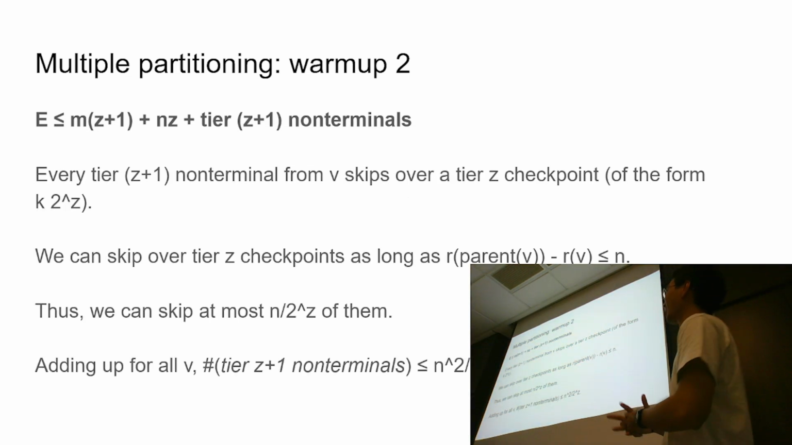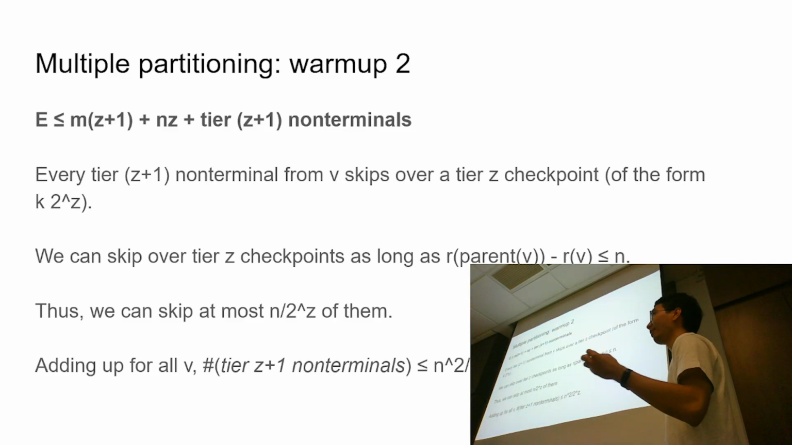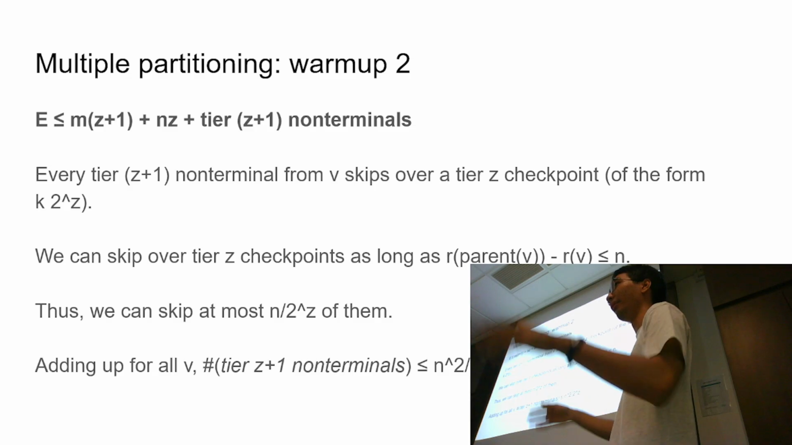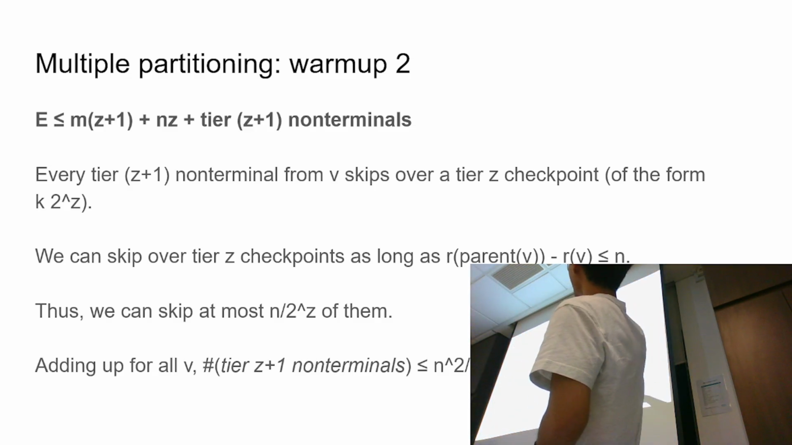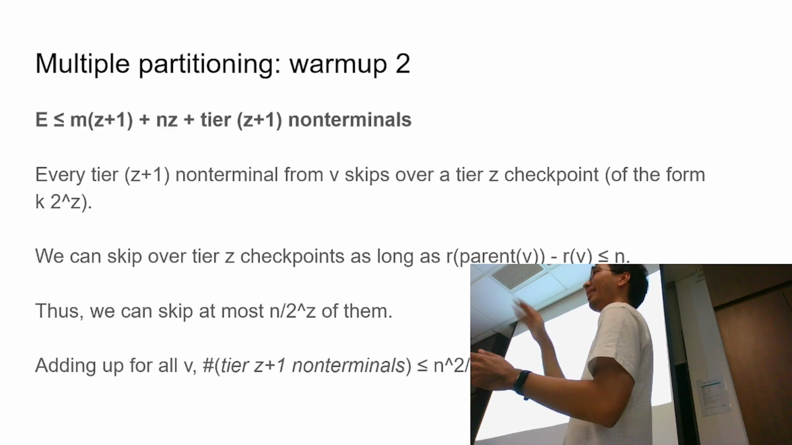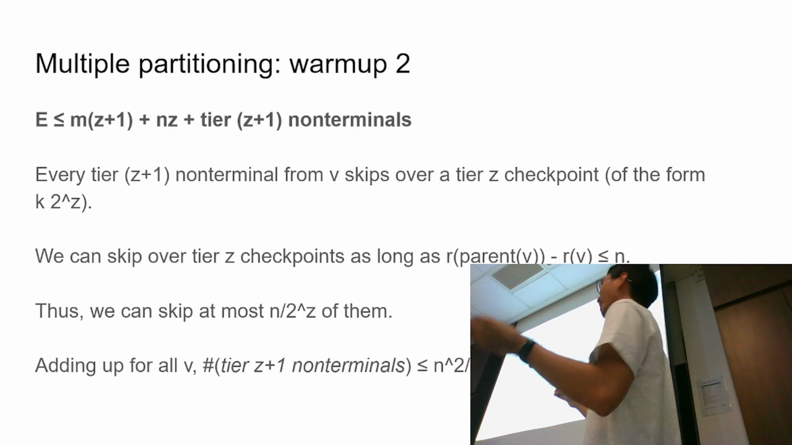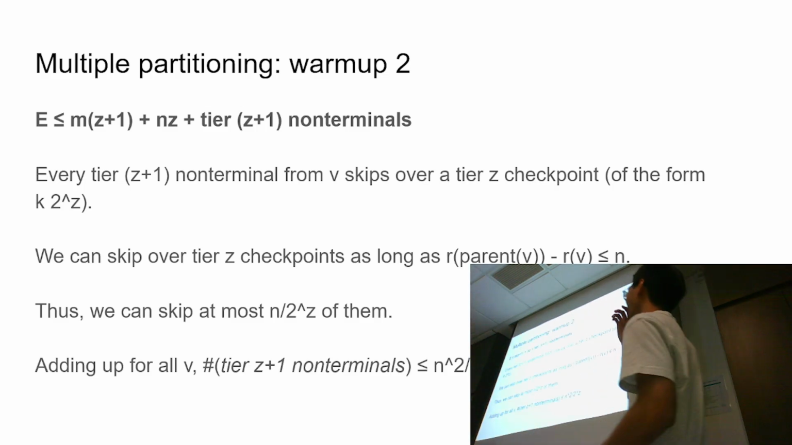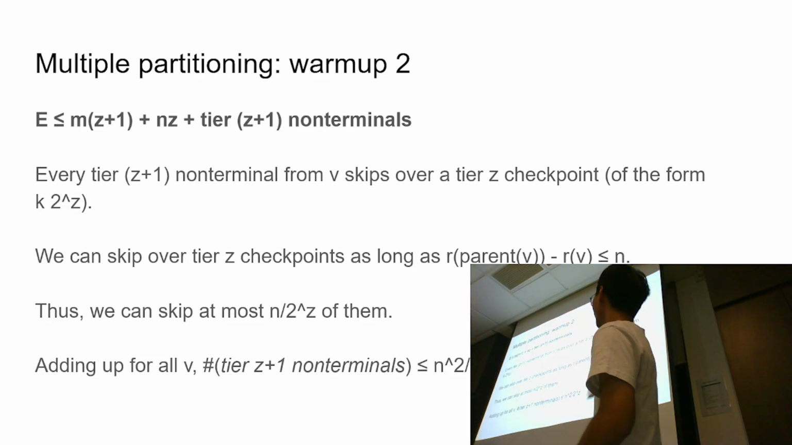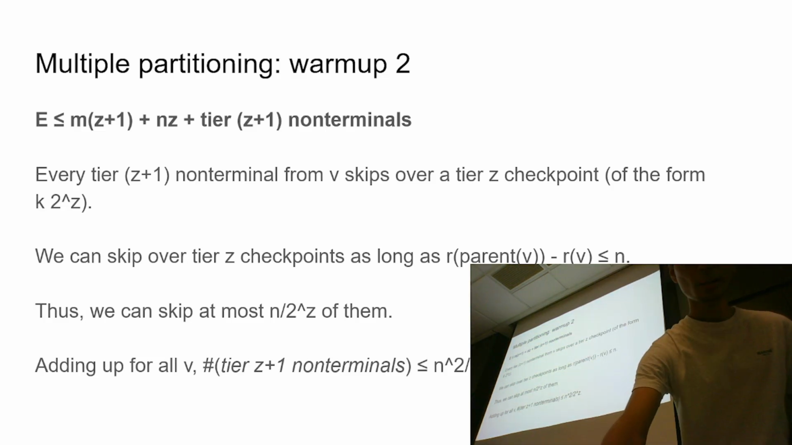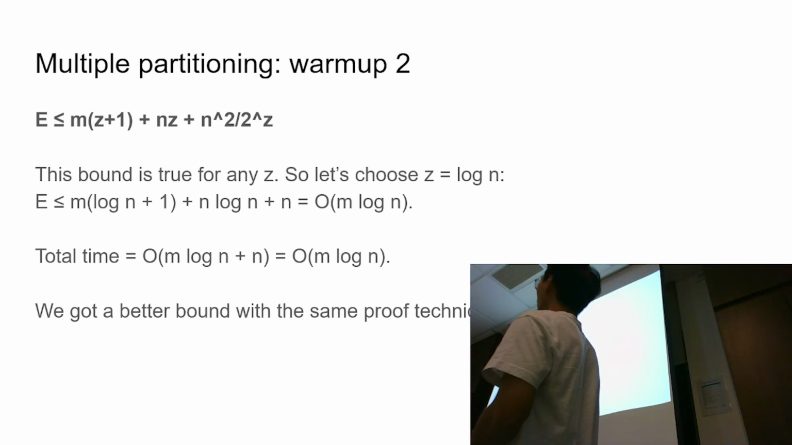And the tier z plus 1 non-terminals, the leftovers. So now the upper bound must be based on the total number of nodes. So every tier z plus 1 non-terminal skips over a tier z checkpoint, and we can skip over them as long as the rank jump is bounded above by n. So we just divide n over 2 to the z, which gives us this thing. So now we actually have a concrete bound for E which holds for an arbitrary z.